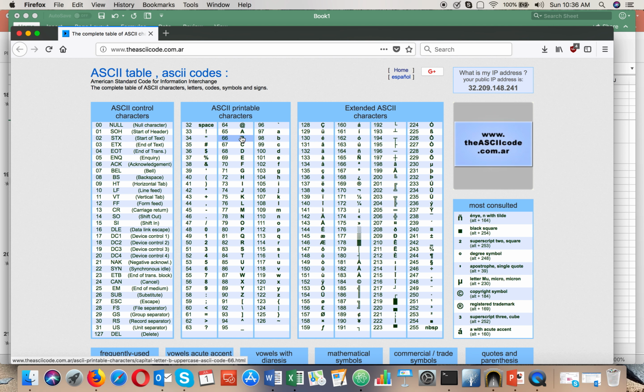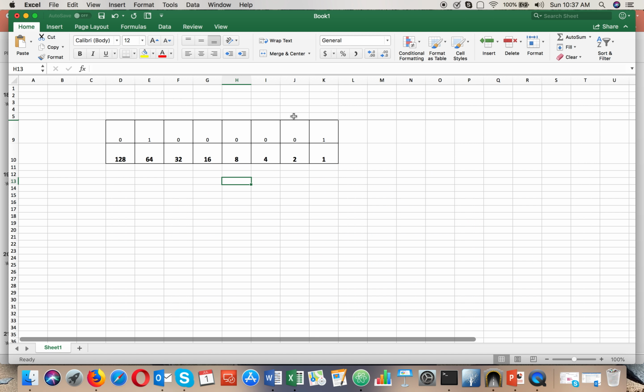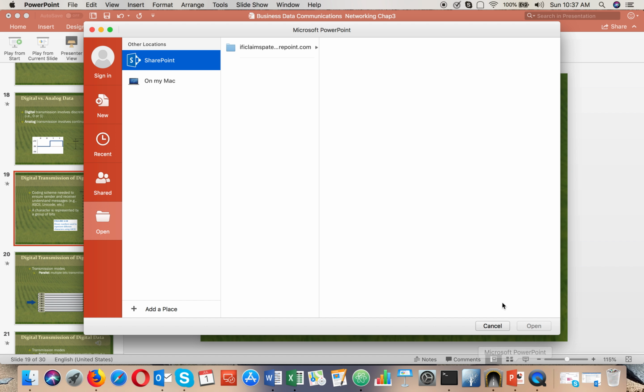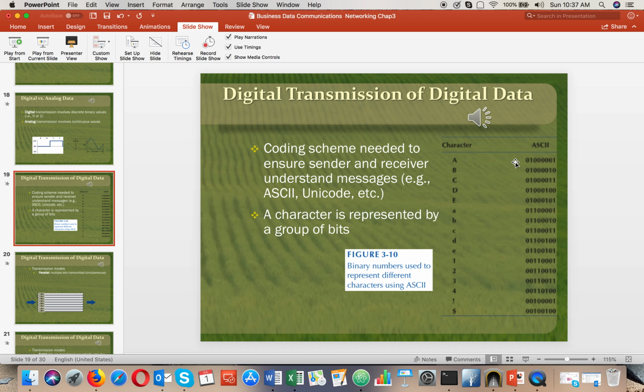Going forward, though, let's look at the letter A. That is 65, and it's the letter A, as we can see here. So that's how they derive that. That's 64 plus 1. So there's a 1 here. 64 plus 1 is 65. If we go back to our slide here, we can see that it's set up and looks the exact same way.